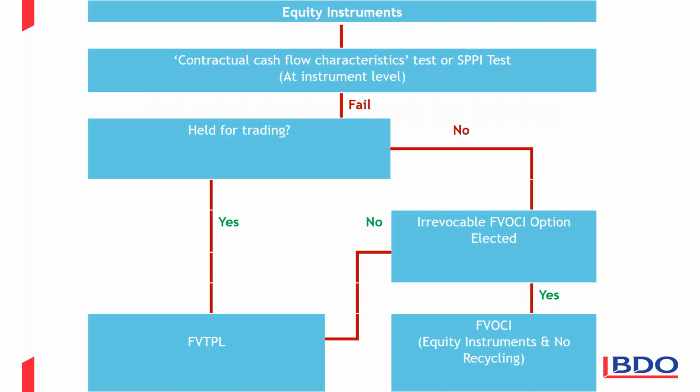If you've got an equity instrument, so investment in shares, you will fail the SPPI test. However, if those shares are held for trading, you have to use fair value through profit and loss. If it's not held for trading, you've got a choice. You've got an irrevocable election that you can make to either put it through fair value through profit and loss or to put it in fair value through OCI, and then no recycling would be allowed. So for financial assets that are equity instruments, there are only two alternatives available: fair value through profit and loss or fair value through OCI.